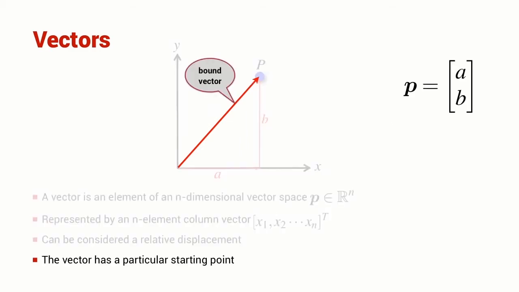Another important consideration is that this vector has a particular starting point, and so we refer to this as a bound vector. So this vector here, shown in red, is different to this vector here. Although they've got the same length and they've got the same angle, they are different vectors. Important to keep in mind that in this course, all of our vectors are bound. They have a particular starting point. They are defined with respect to a particular coordinate frame.